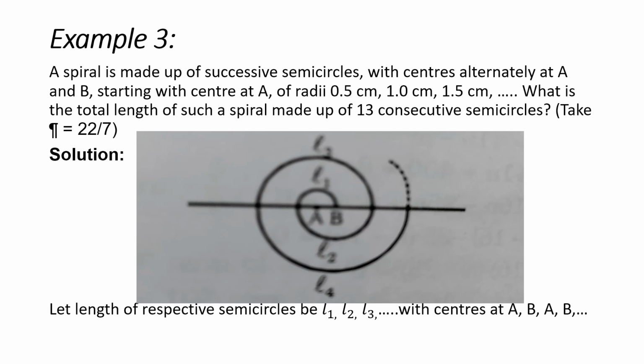Now from the figure it will be clear. There are semicircles whose centers are alternately at A, B, and so on. We have to find the total length of the spiral, which is made up of 13 such semicircles. So now let us assume that the lengths of the respective semicircles are L1, L2, L3 and so on, with the centers alternately at A, B and so on.